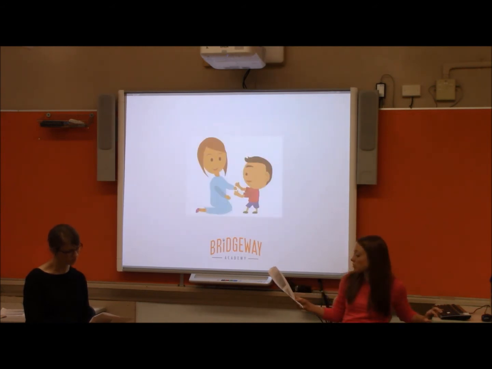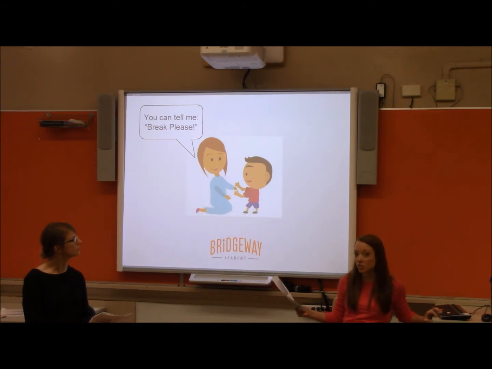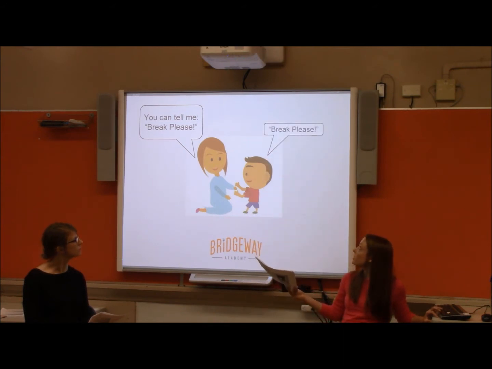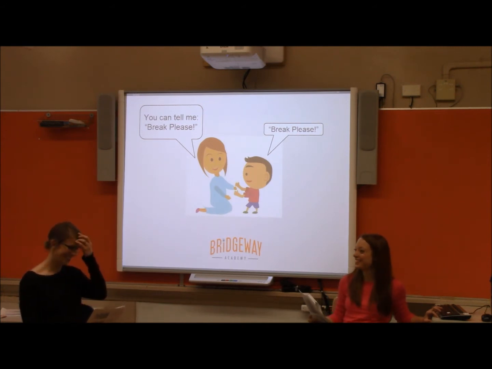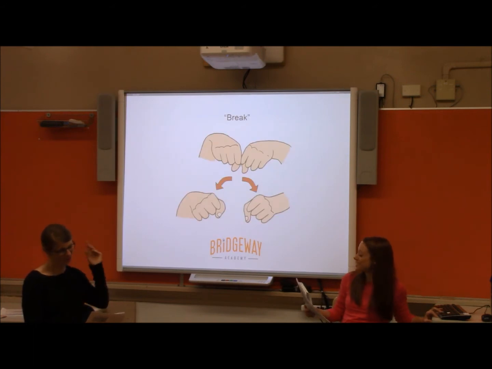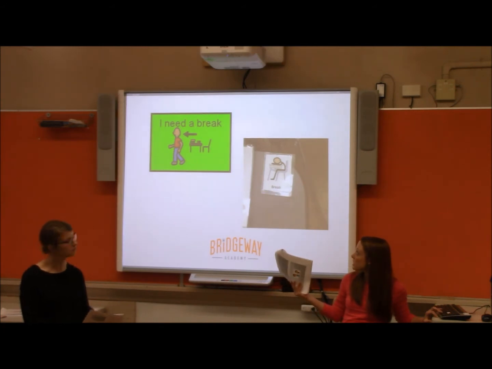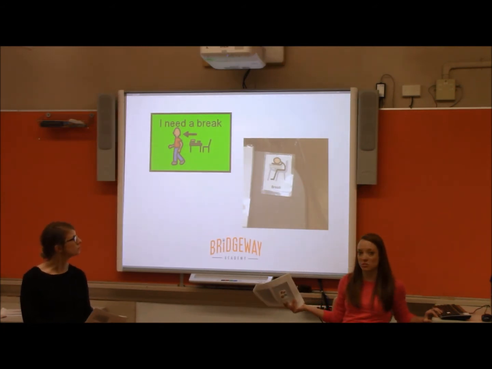So these are just some examples. There's Carl. His mom models. She has to teach him what the expected behavior is first. It's not just going to appear. So she says, you can tell me break, please. And Carl says, break, please. Hopefully on the first try, right? That's super realistic. There's just an example of signing break. These are examples of break cards, so using some of those visual cues. A lot of our students have break cards on their desks at school.